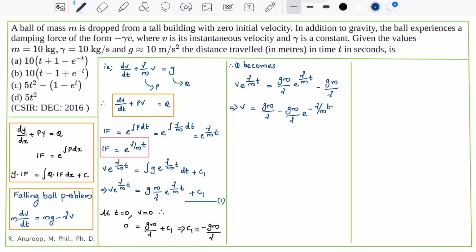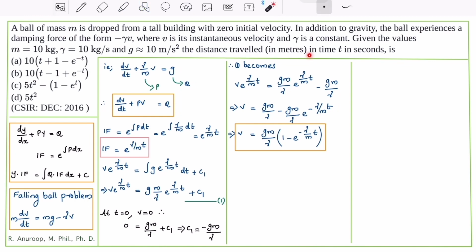This is the expression for the velocity. We can write it as v equal to gm by gamma times 1 minus e raised to minus gamma by m into t. This is the expression for velocity when a ball of mass m is dropped from a tall building with zero initial velocity. We have to find out the displacement.